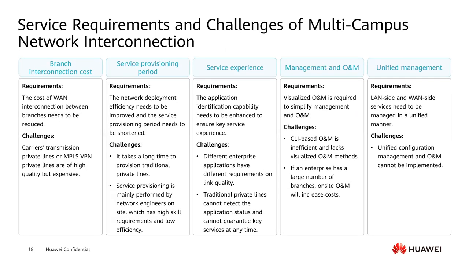And also from the perspective of multi-campus network interconnection, we know that there is a word called SD1, right? Software-defined one internet. So we need the branch interconnection cost to be low. We need a service provisioning period to be short. And we need to focus on the service experience. And we need an efficient ONM and also unified management. These are the requirements and challenges of the interconnection between campus networks.